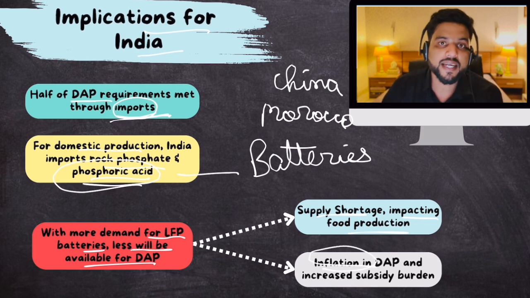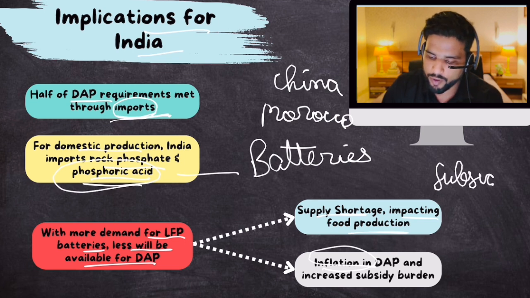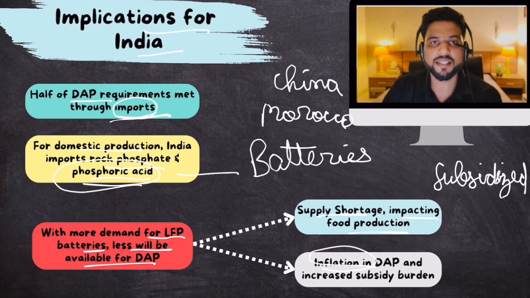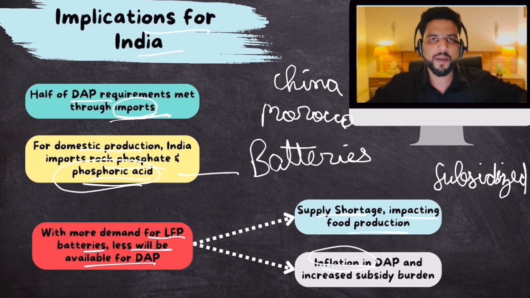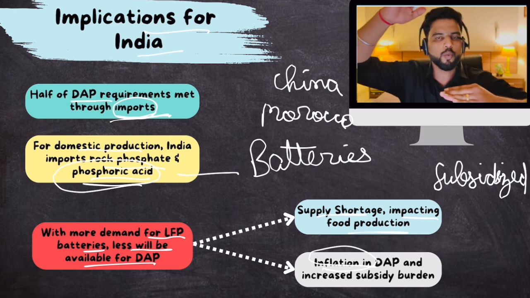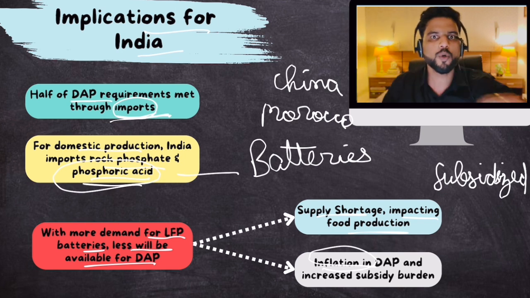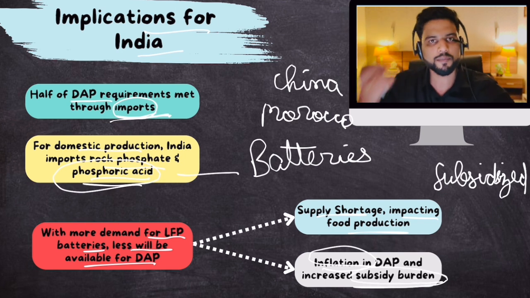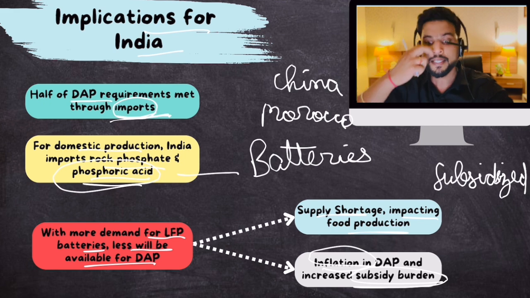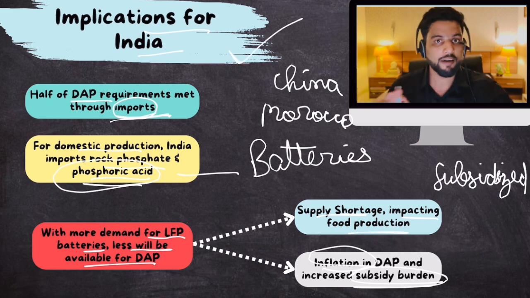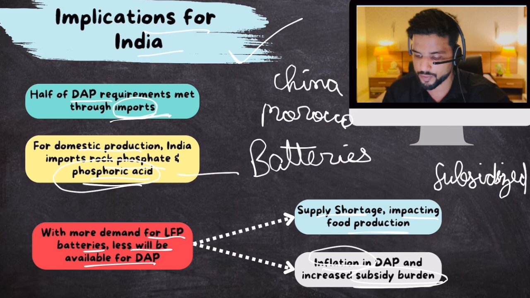Now in India, fertilizers are provided at a subsidized rate to farmers. Farmers are going to say that fertilizer has become expensive, therefore government should help us out. If DAP becomes expensive, but farmers don't want to pay that much, then government has to increase its subsidy. This would increase our subsidy burden, government subsidy burden, right? So it is bad news for India. We have to find a solution to all of this.